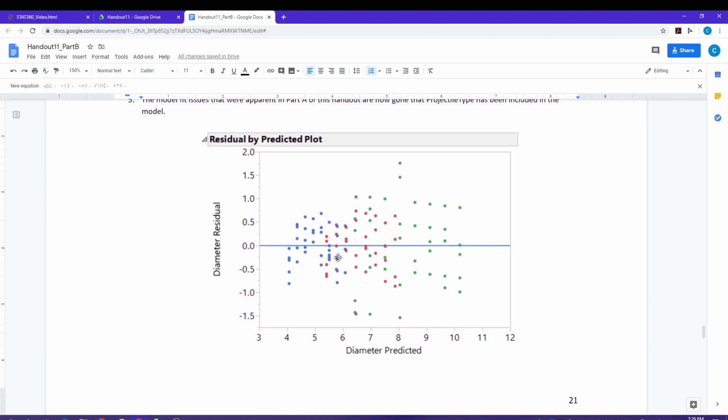Looking at the residual plot from this model number 3, we can see that we have pretty good scatter there. It looks like a little bit of a hook there with the blue, which would be the wood balls. We might want to investigate that a little bit further. But we certainly don't have those 3 clumps of points like we had in the residual plot from model number 2 that we looked at in Part A.